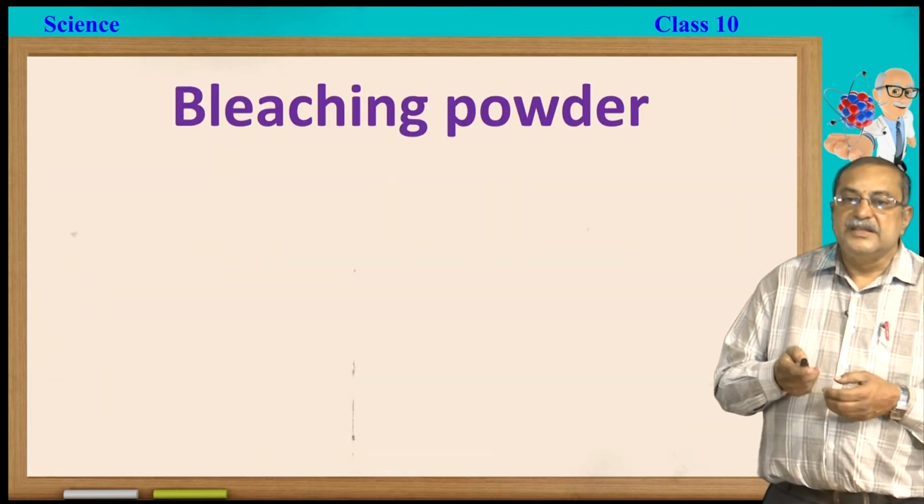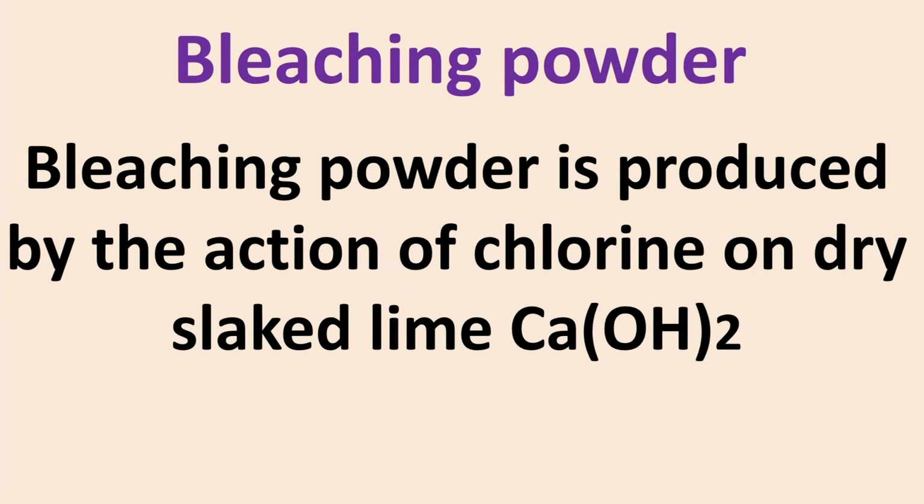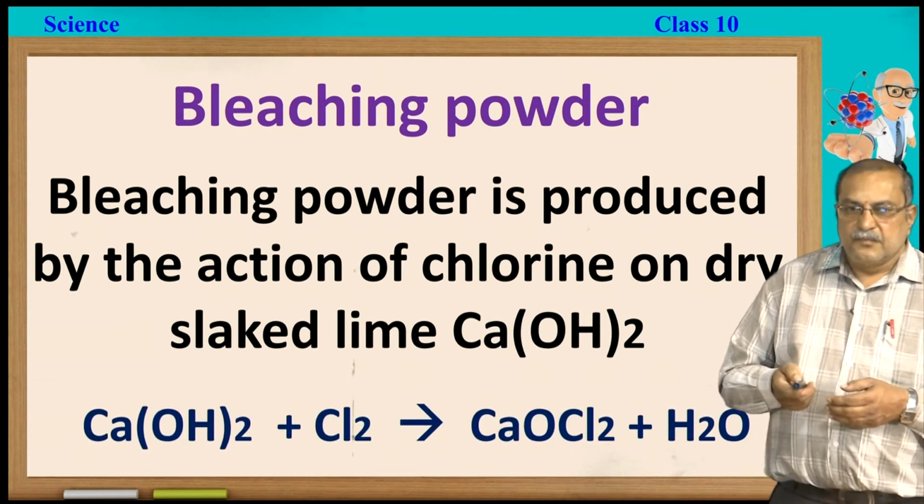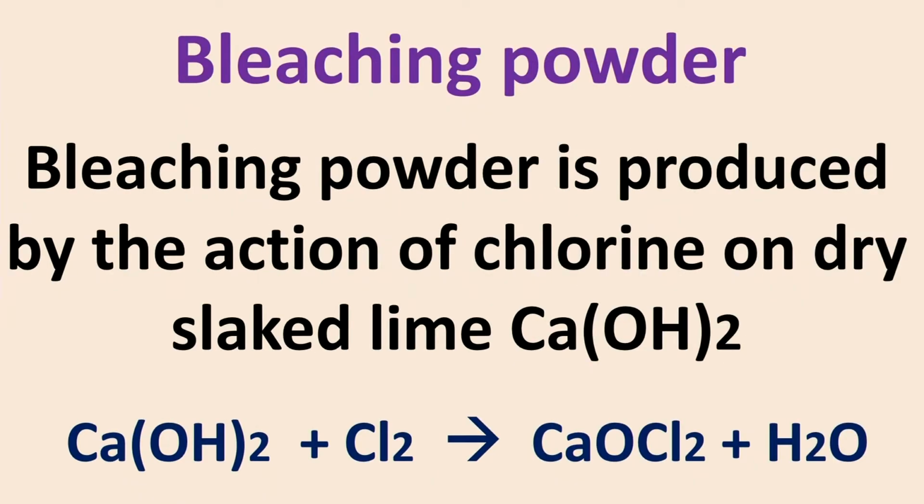Now, we go for bleaching powder. Bleaching powder is produced by the action of chlorine on dry slaked lime, that is Ca(OH)2, calcium hydroxide. Ca(OH)2, when treated with chlorine, forms calcium oxychloride plus H2O, that is, water is formed, not hydrogen, water.